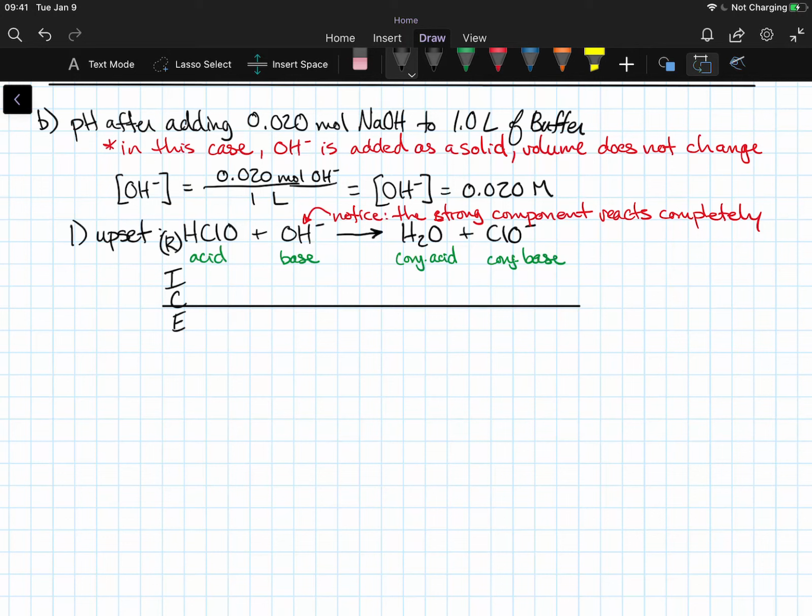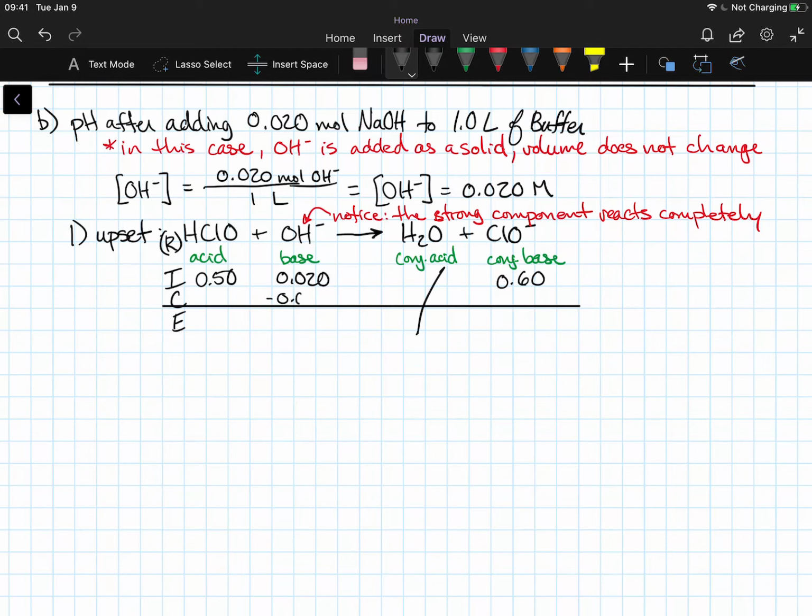So the initial concentration, this is the same buffer we were using before, so we can use the concentrations from before. We have 0.50 molar of the hypochlorous acid, and we added 0.02 molar of the strong base hydroxide. We don't have to worry about the water, and the conjugate base started off as 0.60 molar. Now again, because we're adding the strong component, this reaction is going to proceed to the right no matter what. It's going to go all the way until there is no hydroxide.